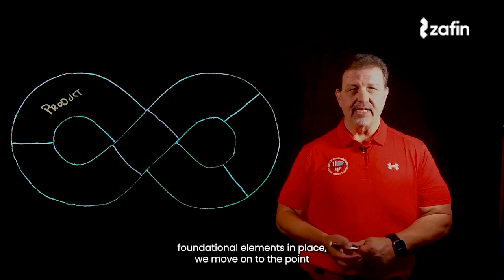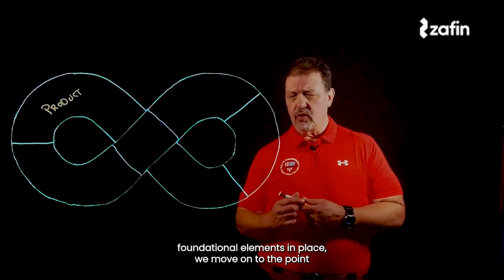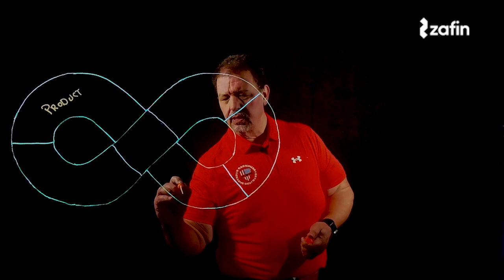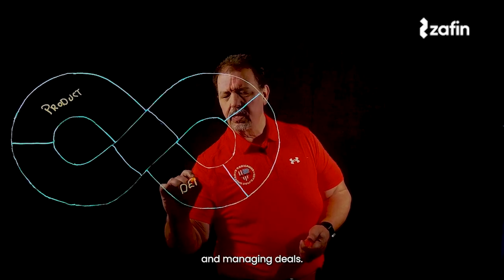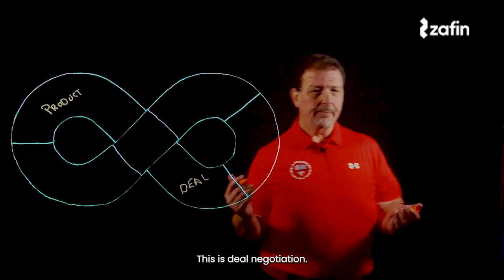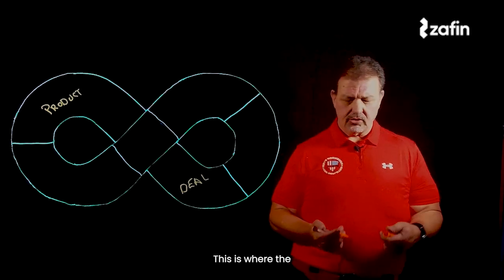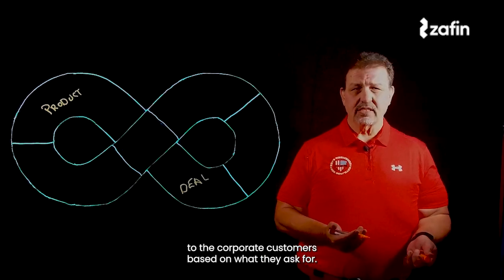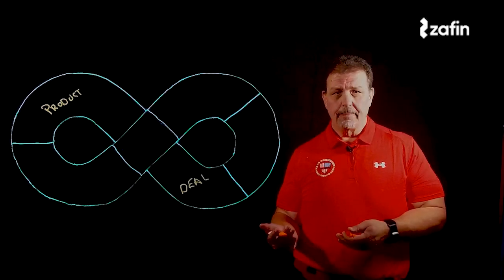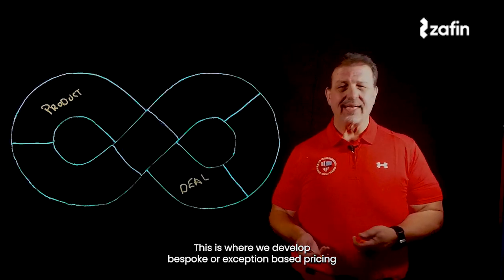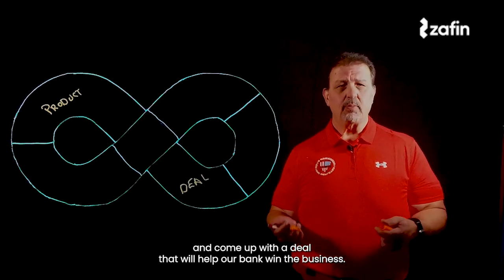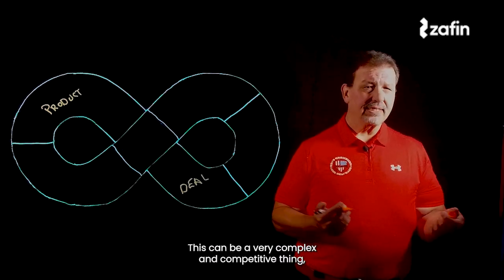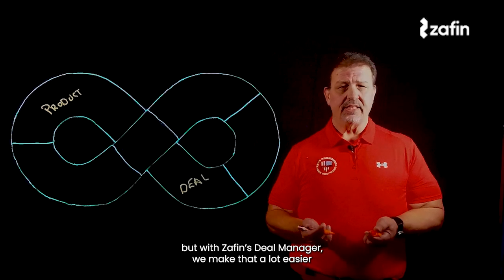Once we have those foundational elements in place, we move on to the point where our sales team is engaging with our customers and managing deals. This is deal negotiation. This is where the treasury management team is selling different things to the corporate customers based on what they ask for. This is where we develop bespoke or exception-based pricing and come up with a deal that will help our bank win the business.